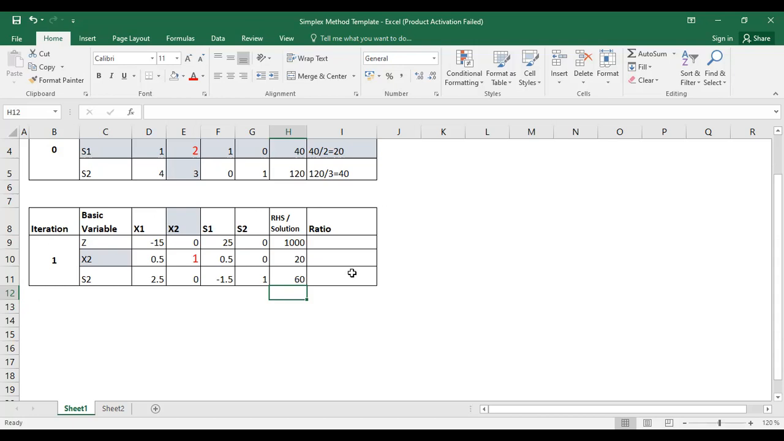So we've established the fact that this is not optimal. So we have to go ahead. Now, to go ahead, we have to repeat the same process. So who can tell me what to do first?